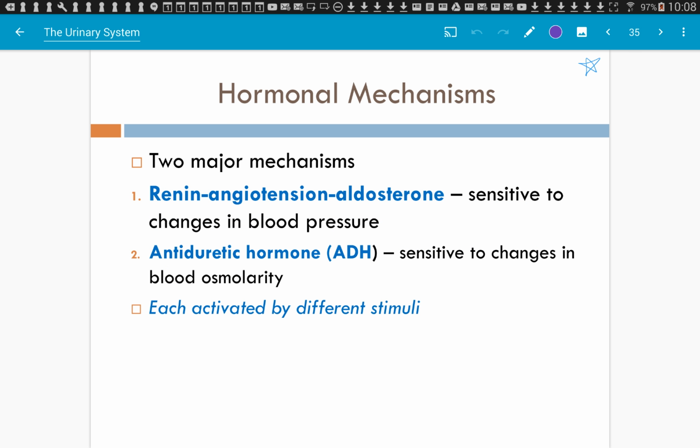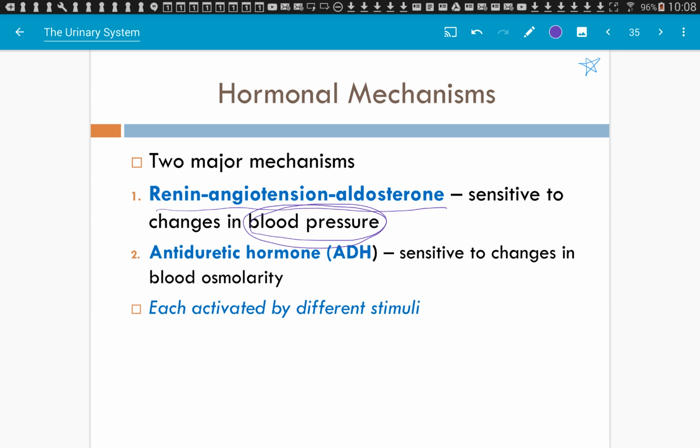So the two mechanisms you need to review: the renin-angiotensin aldosterone mechanism, and there'll be a slide in the next one to remind you. And then the second is the antidiuretic hormone. Important key facts to remember is, what are they sensitive to? First of all, the renin-angiotensin aldosterone mechanism is sensitive to changes in blood pressure. That's what triggers that mechanism.